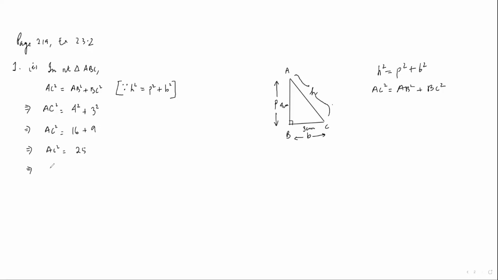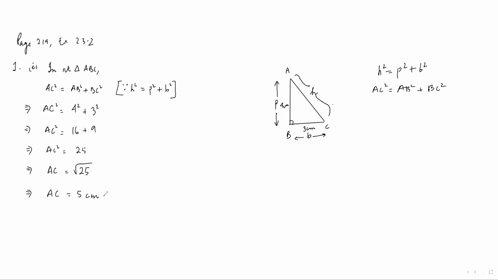AC square is 25, so AC is root over 25, which is 5 centimeters. This is how we solve it. Is it difficult? I guess not. I'm trying to redraw an answer.